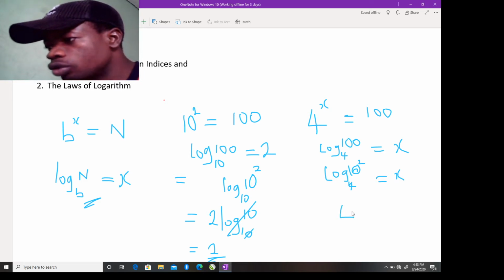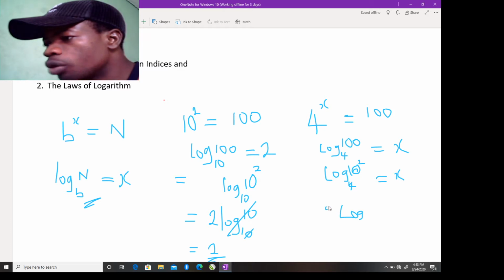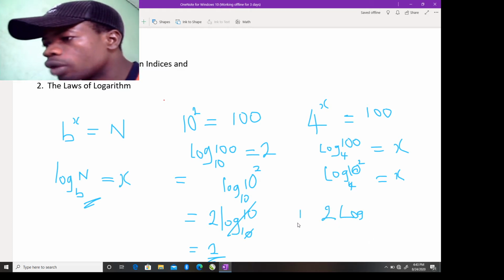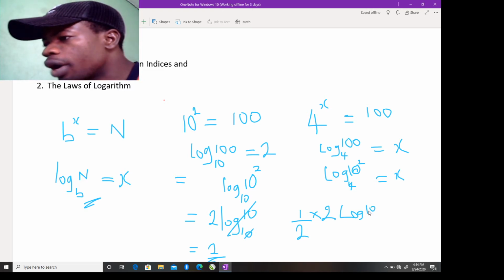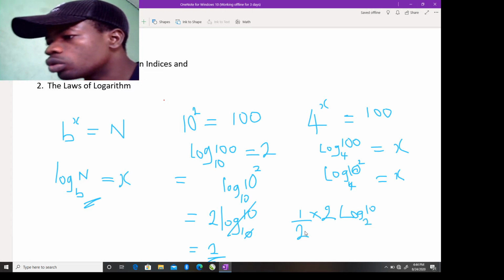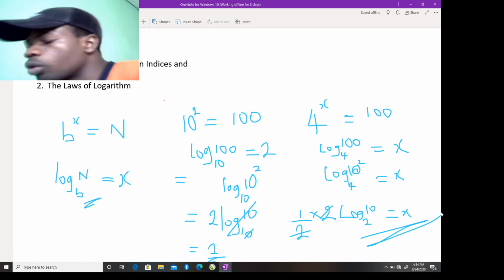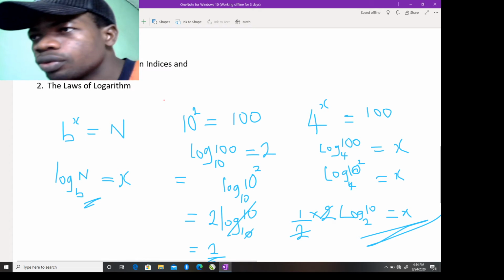So I'm trying to see if we can break down the 100. So you are going to be having 2. This one we have 1 over 2 here, times this one will become 10, and this one will become 2. So this cancels this. That will be equal to x. This is where you can stop. Log 10 base 2 will be equal to x. I will show you what happened here when I introduce the laws to you.